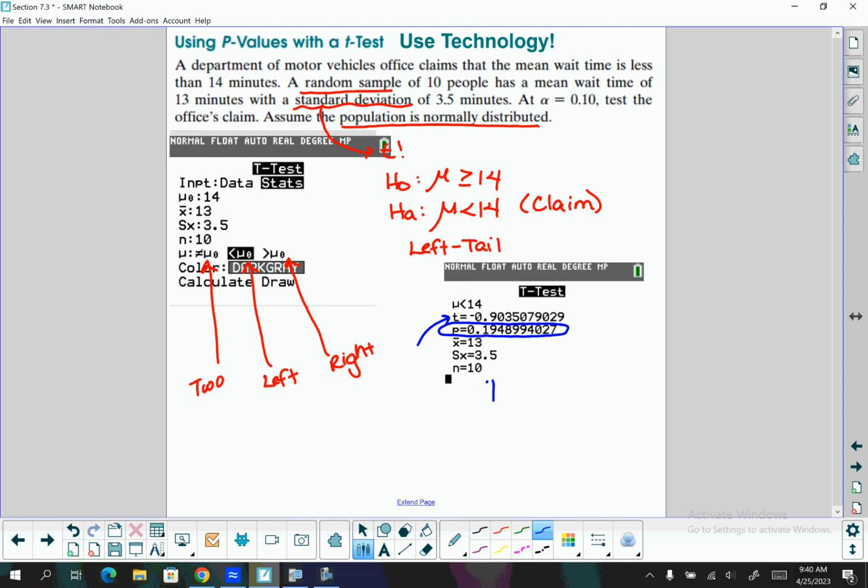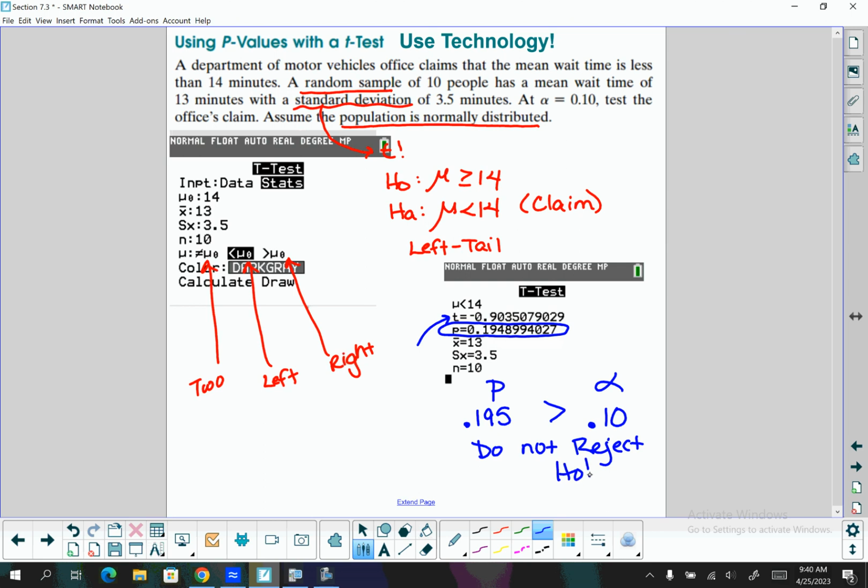Okay, so P right now is, to 3 decimal places, 0.195 about. And alpha in this problem we were told is 0.10. So the same rules are going to apply as what we talked about before. If P is less than alpha, we're going to reject. If P is greater than alpha, we do not reject. In this case, P is greater than alpha, so we do not reject our null hypothesis.